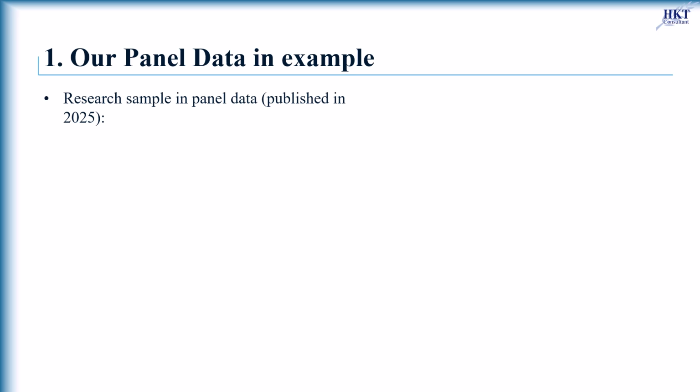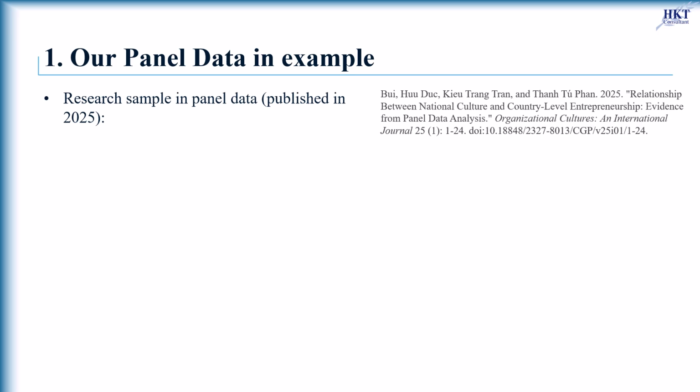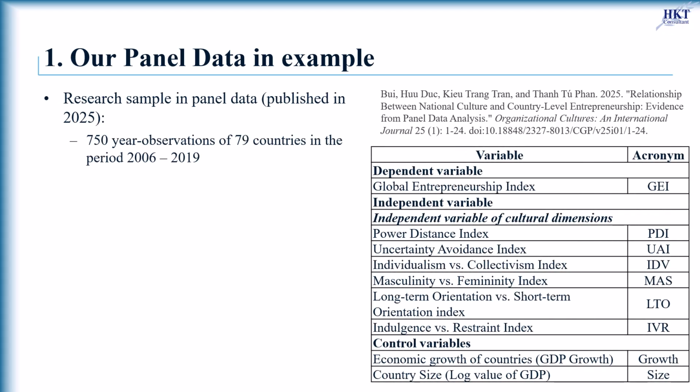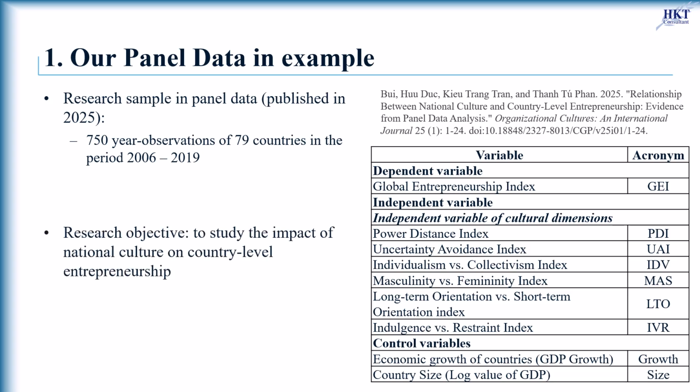In this video, we will demonstrate how to choose between effects, random effects, and pooled OLS models, using our panel dataset, which includes 750-year observations, across 79 countries, over the period 2006 to 2019. Our research aims to examine the impact of national culture on country-level entrepreneurship.